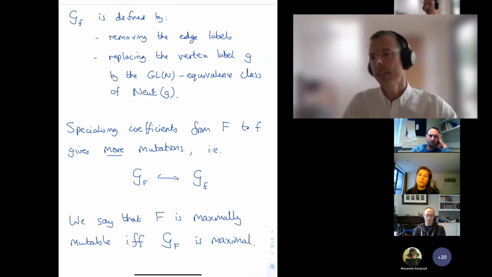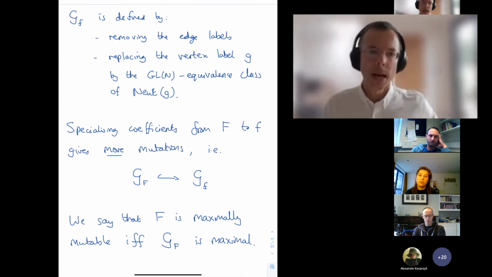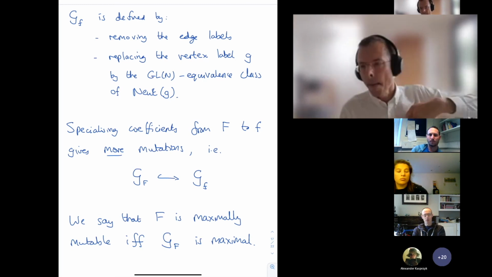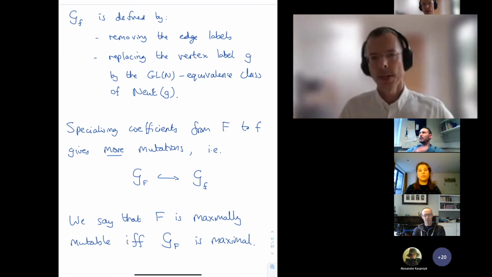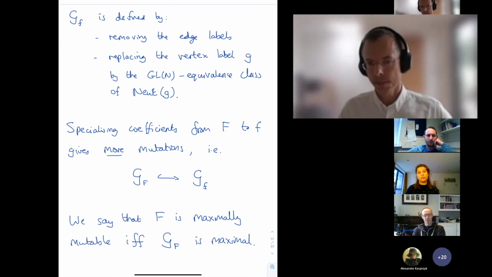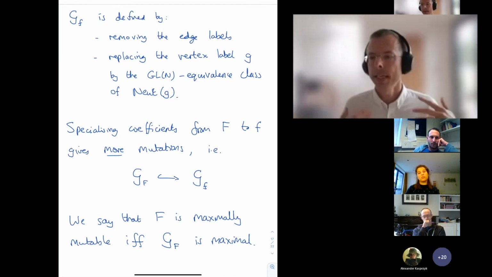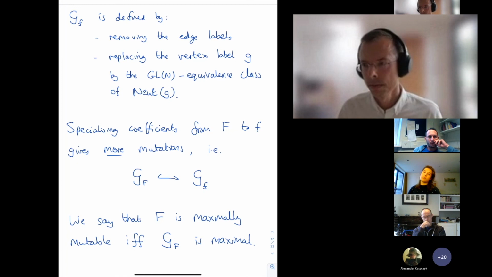But if you specialize coefficients, sometimes you get more mutations. You can't ever get less. So specializing coefficients gives you a bigger mutation graph. There's an injection from your general person into your more special person. And we say that a Laurent polynomial is maximally mutable if its mutation graph is maximal.